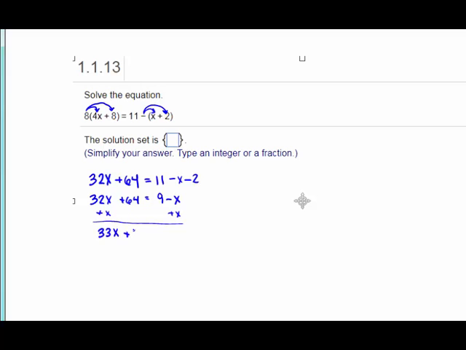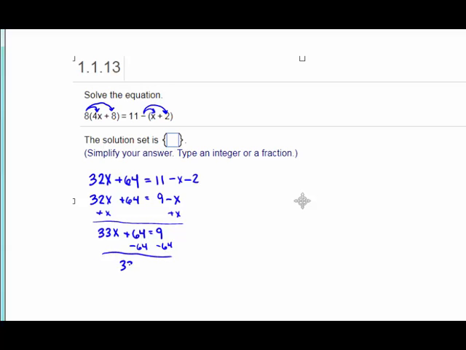We're just going to drop our 64 down. And we have a 9, and then this minus x and this plus x cancel out. Remember, your goal is to get everything that has an x on one side and everything that doesn't on the other. So the next thing I need to move is this 64, and I'm going to subtract it off.